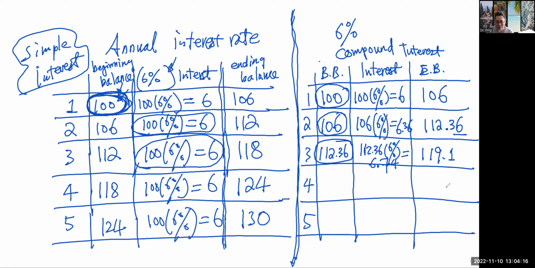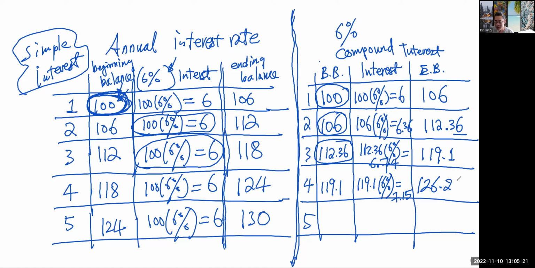So in the beginning, it doesn't seem like much of a difference. It's only after like 10 years, 15 years, and 20 years that you're going to see the difference. So, fourth year, 119.1. Then we take 119.1 times 6%, which is 119.1 times 0.06. That's just $7.15. Add that to 119.1, and we got 126.24. I think it's 25.